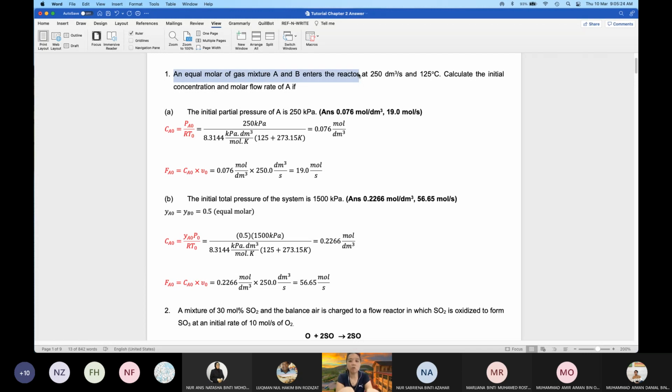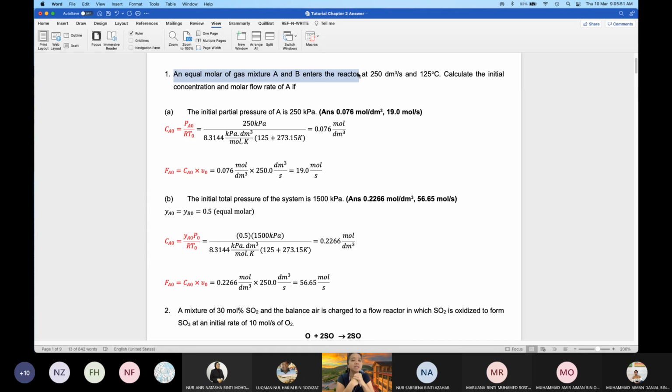Okay, if you have equal molarity, for example, let's say we assume 1 molar, 1 molar. So in terms of percentage, it will be 50% A, 50% B. This percentage is in terms of mole percent, meaning initially the mole percent of A is 50%, the mole percent of B is also 50%.